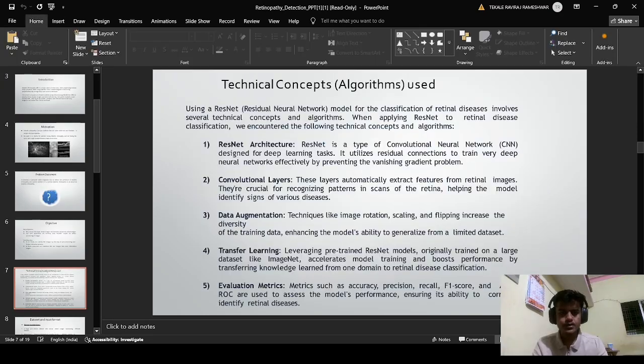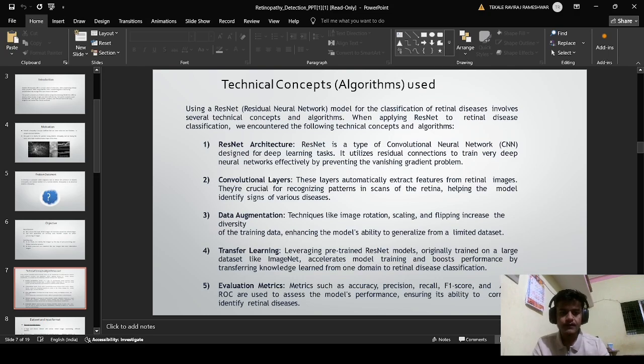My name is Vedant Puri. Now I am explaining the technical concept and the algorithm used. This slide explains the key concepts and algorithm behind our diabetic retinopathy detection system. The ResNet architecture is nothing but the residual neural network. ResNet is a deep convolutional neural network. It solves the vanishing gradient problem by using skip connections. This connection helps the model learn the residual, which speeds up and stabilizes training.